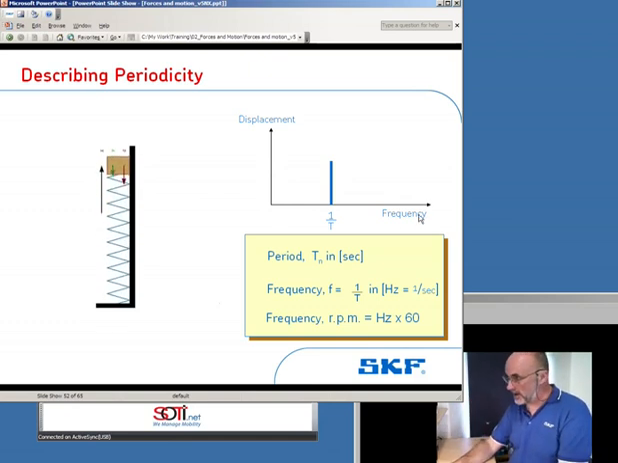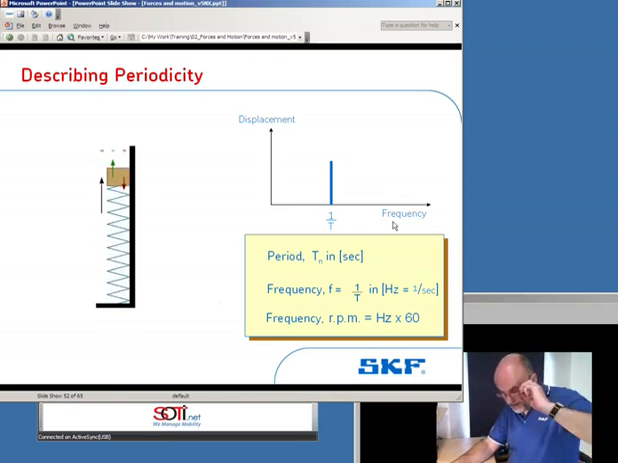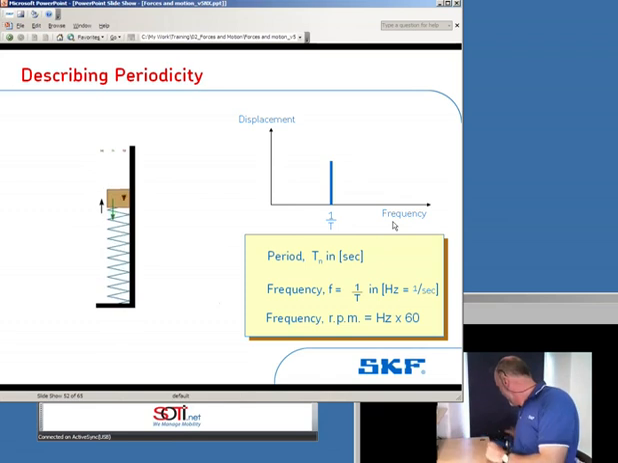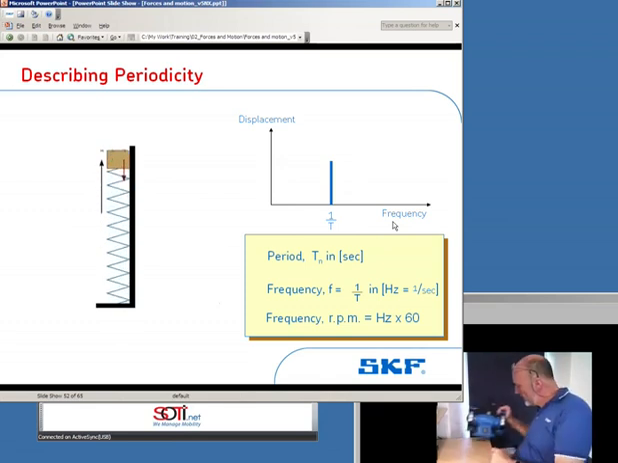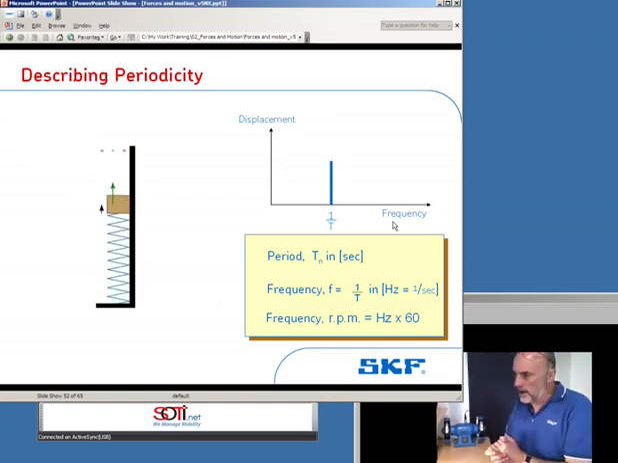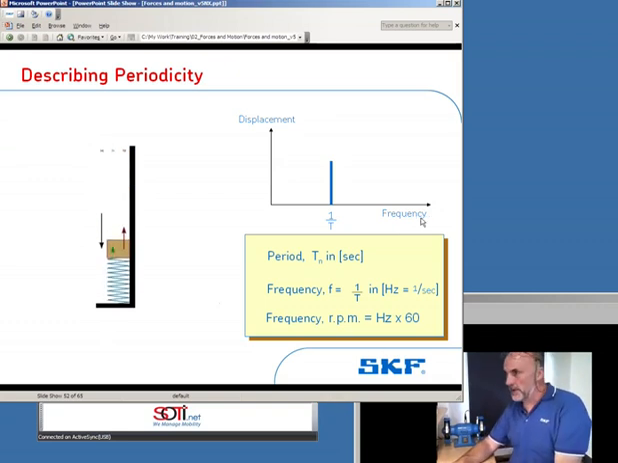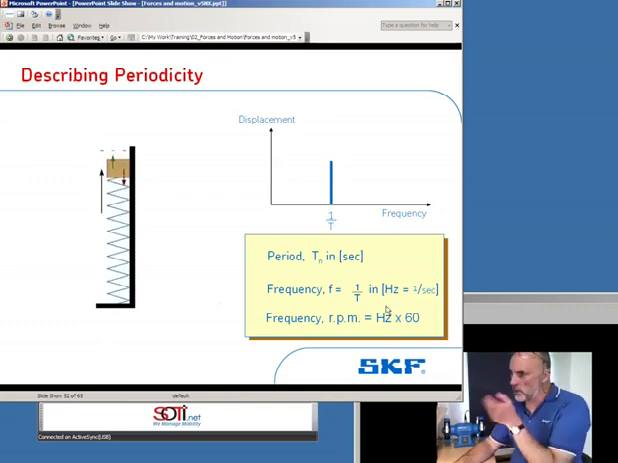It's entirely up to you whether you work in hertz, which is cycles per second. I'm a hertz man. Or if you're a rotating machinery person and you want to relate to your machine in terms of revolutions per minute, we can multiply hertz by 60, and that gets us revolutions per minute. And it's up to you how you scale your x-axis. There'll be a switch to convert.